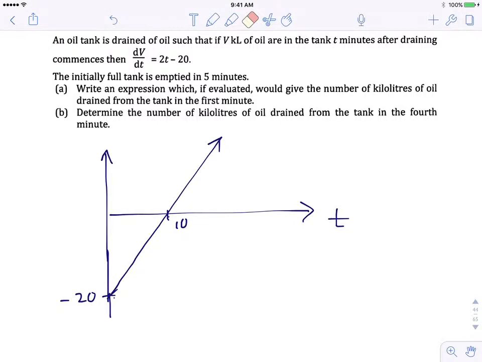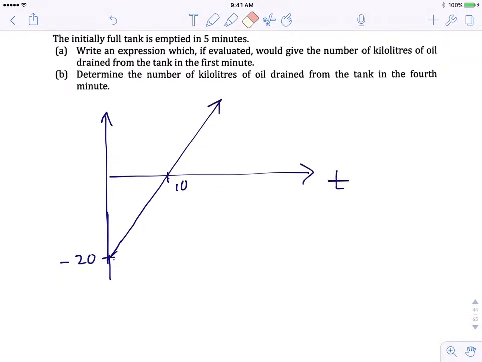Initially the full tank is emptied in 5 minutes. So after 5 minutes there is nothing left in the tank. So I could write down that when t is equal to 5, V is equal to 0.